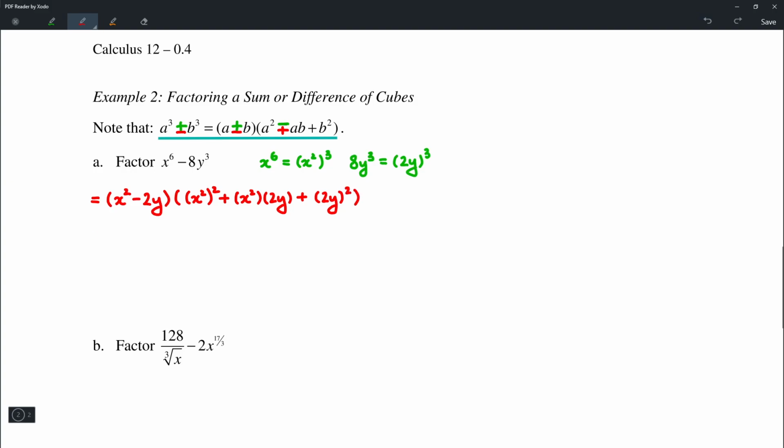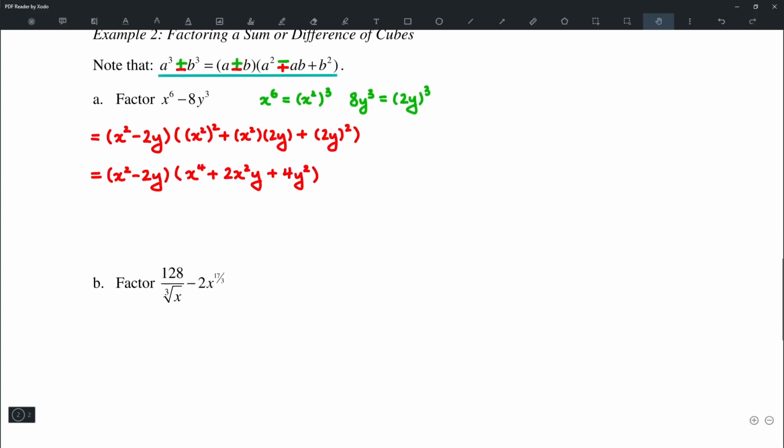And we're going to expand the second part of the expression, so the first part stays the same. And here we have x squared squared, which is x to the 4th power. The middle terms just get multiplied together, so we have 2x squared y. And then, of course, 2y all squared is 4y squared. And that's all that we can do to simplify the expression, or factor the expression. Okay, let's move on.